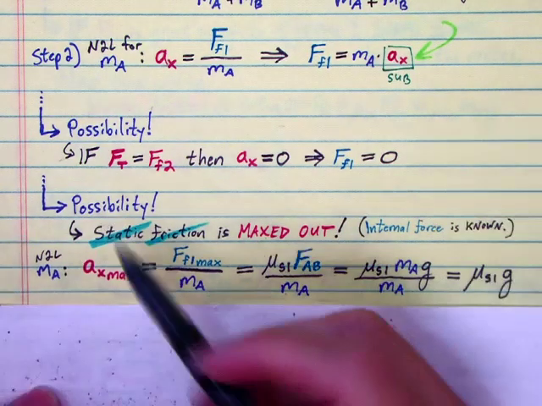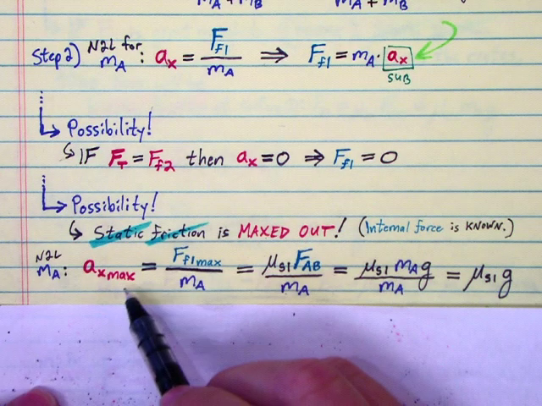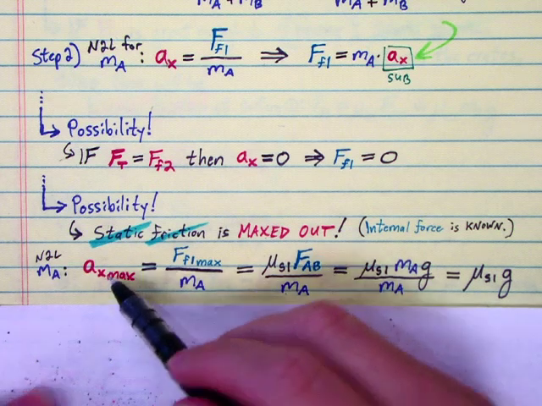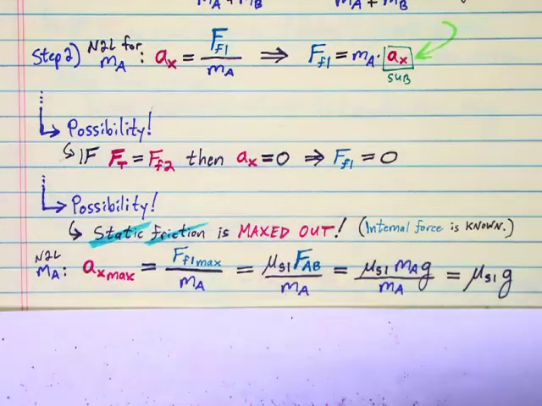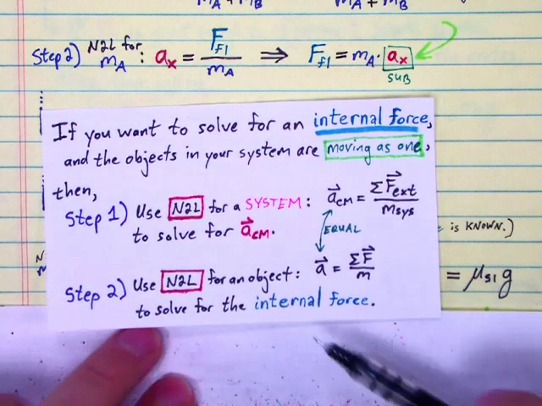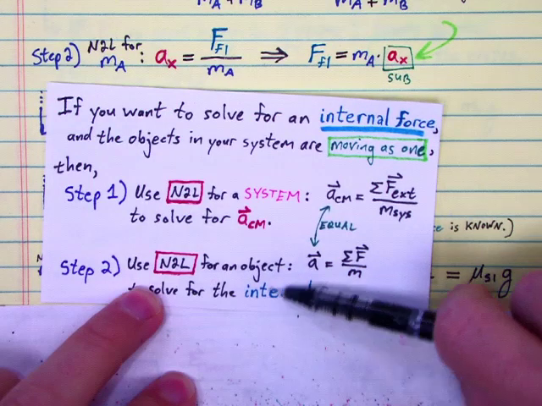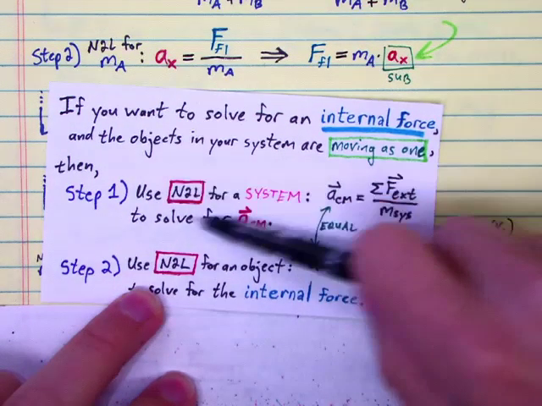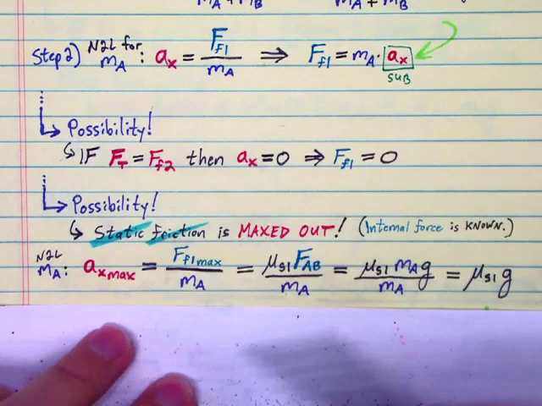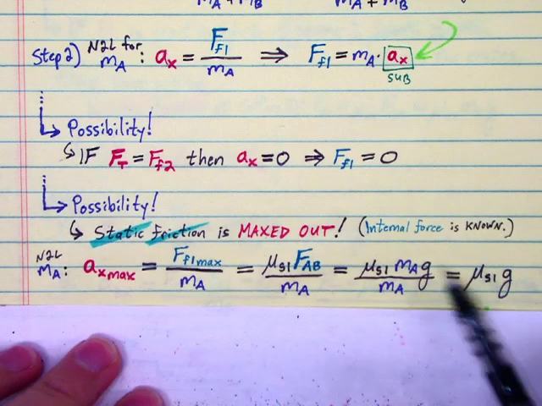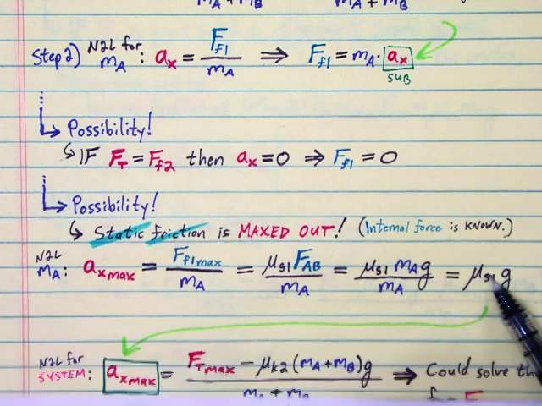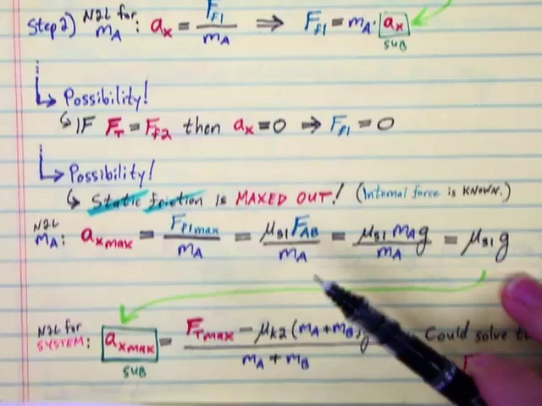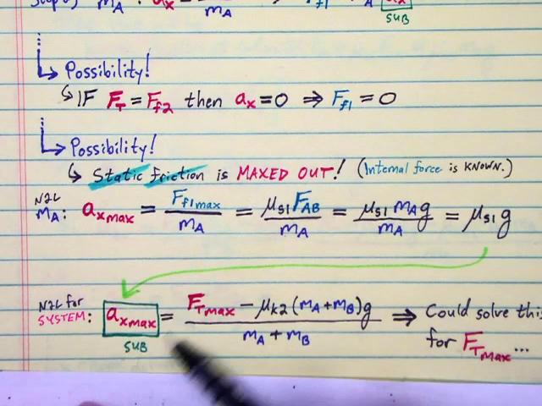So now, knowing the max acceleration that the top crate can have without slipping, we can reverse our usual two-step process. We found the internal force. Now we can go backwards to find the acceleration of the system. Or actually, knowing this acceleration here, we can plug that into N2L for the whole system.